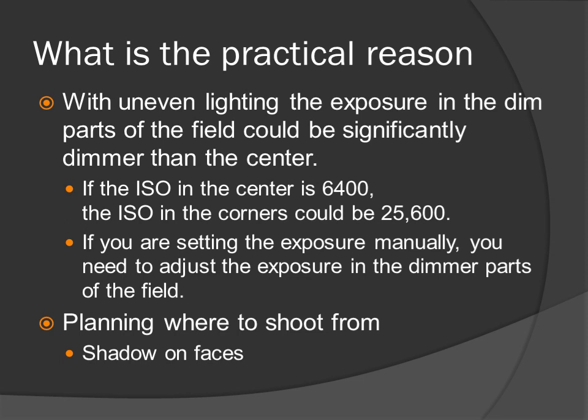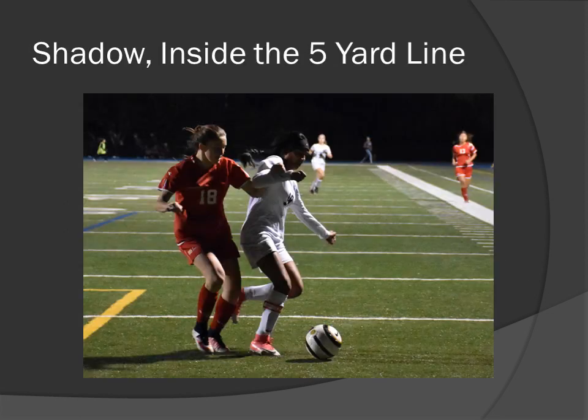When you shoot football players, they often run into the corners of the field. So if you're going to get a picture of a football player in that corner, you're going to be expecting a dim shot. Next, you're going to plan where you want to shoot from. And this is regarding shadows on faces. Like this one. They're inside the 5-yard line, and you can see how deep the shadow is on the face and body towards the camera. That is because there's no light coming from this side.